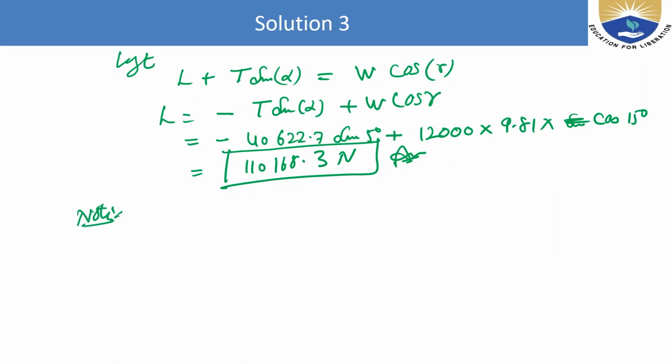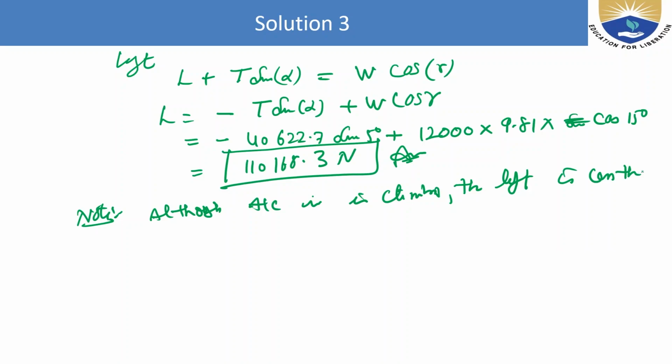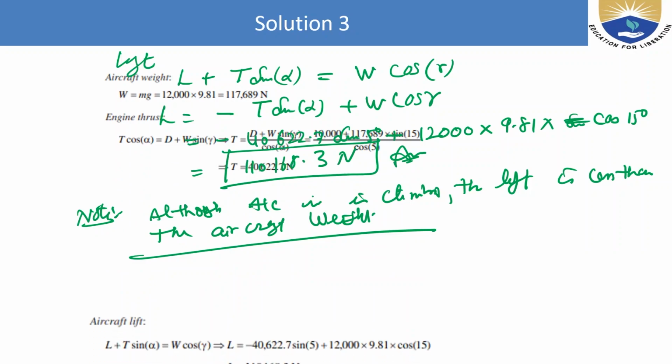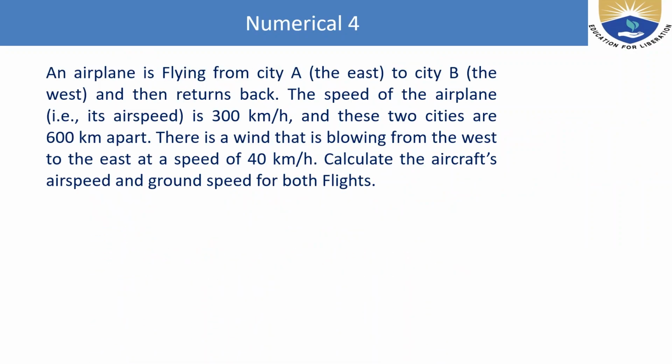In this case, although the aircraft is climbing, the lift is less than the aircraft weight. Okay, so this we have to always understand. So now we will go for the next problem, that is problem number 4.